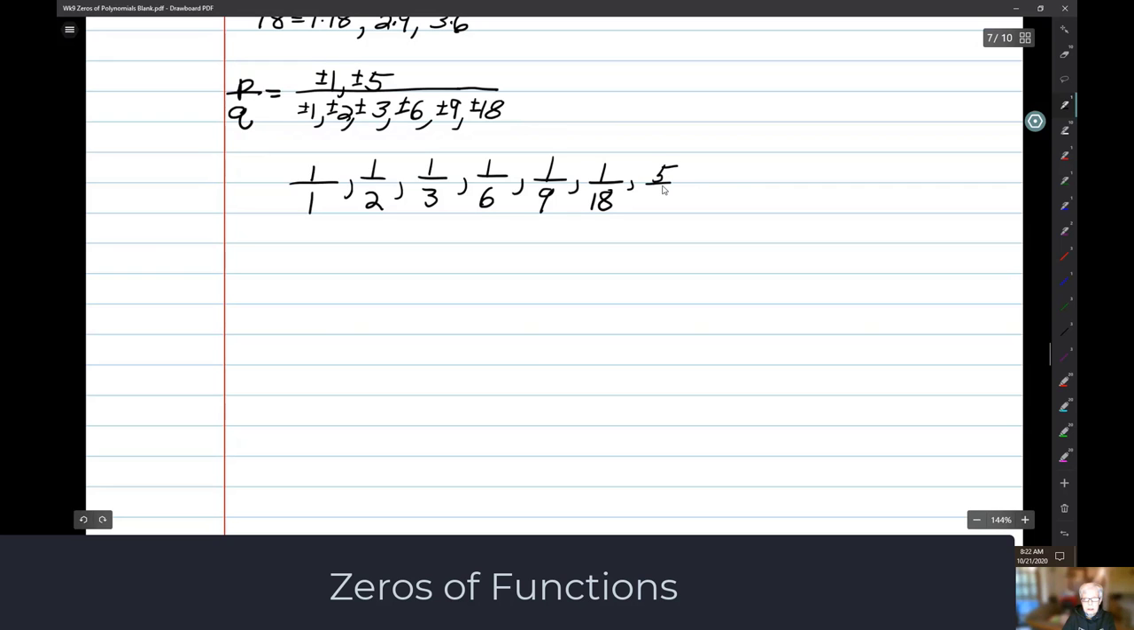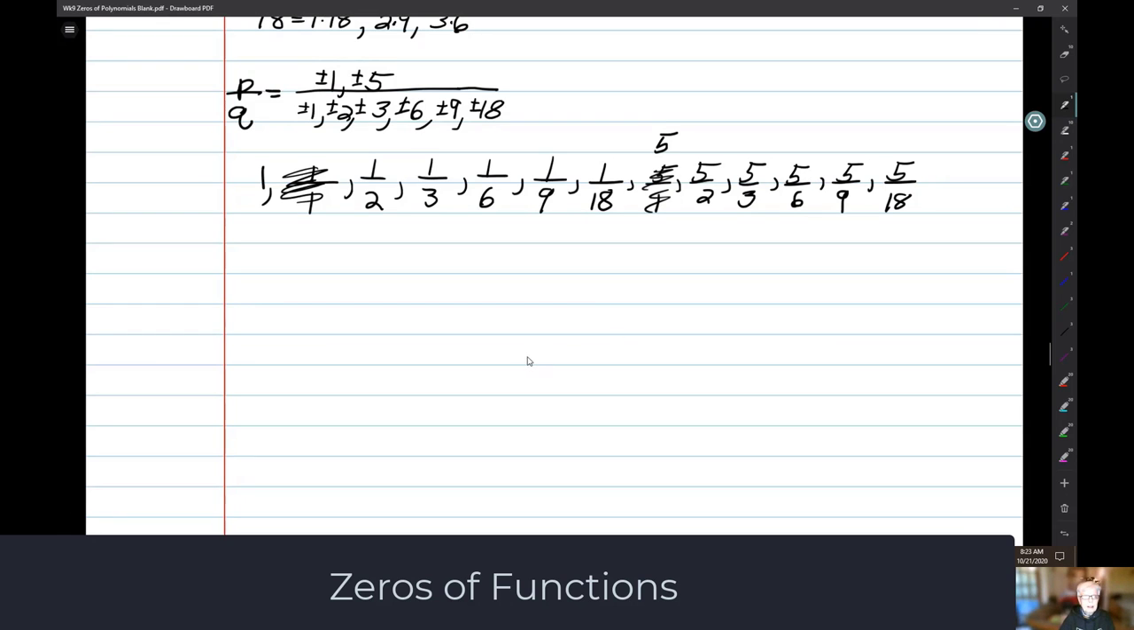And then I'm going to take 5 and put 5 over each of these numbers. 5 over 1, 5 over 2, 5 over 3, 5 over 6, is that right? Yeah. 5 over 9, and 5 over 18. Now I sneak back in, except of course I get rid of the 1 over 1 and I just say 1. And I get rid of the 5 over 1 and I just say 5. Okay, now I'm going to put a plus or minus in front of each of them.